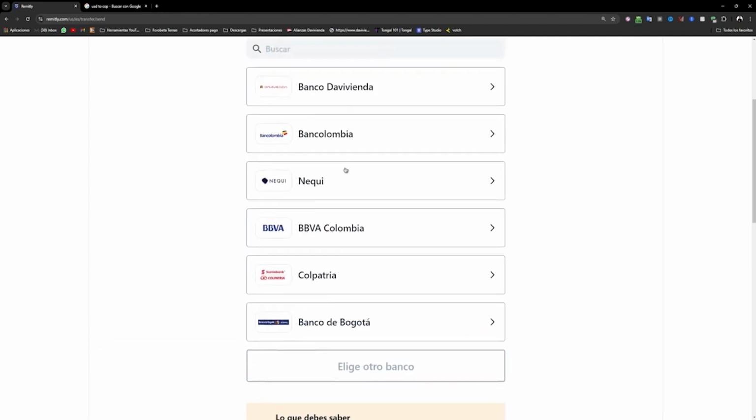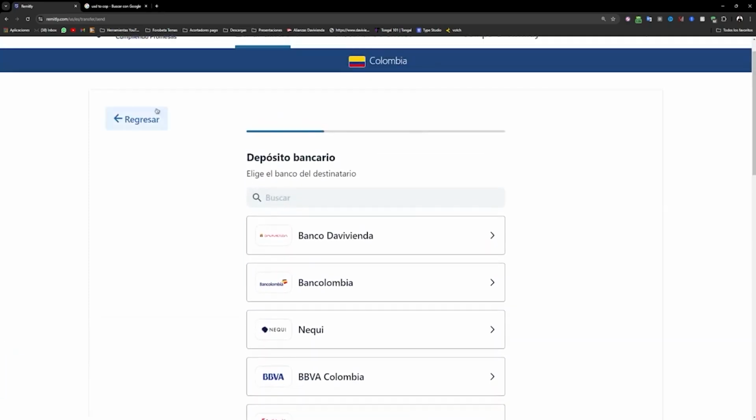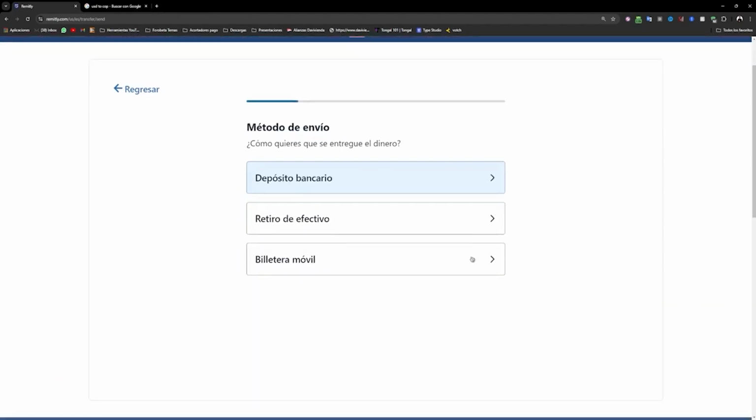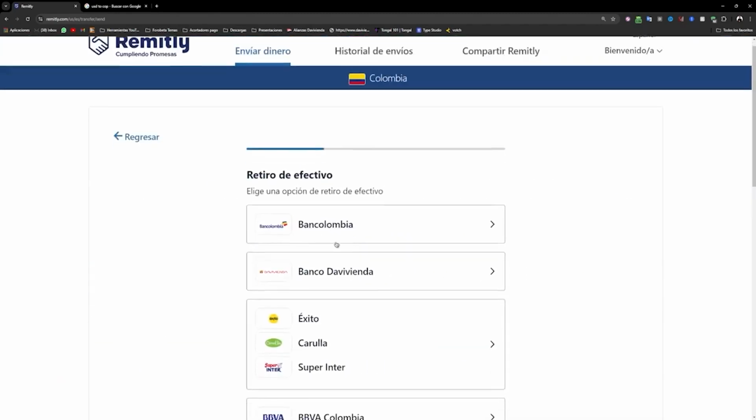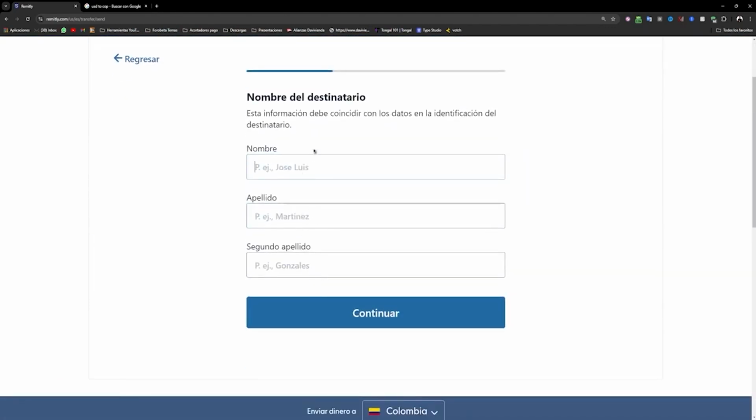Therefore, if we are planning to send monetary funds to an individual, it is highly advisable to inquire with them or suggest that they contact their banking institution to verify if international money transfers are enabled, allowing them to receive the funds directly. Otherwise, it is preferable for us to revert and choose one of the alternative options such as cash withdrawal at an Éxito store and then proceed to input the necessary details. In this particular scenario, we are going to proceed in this manner.